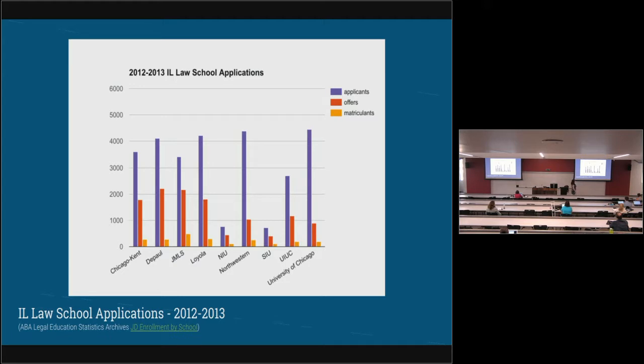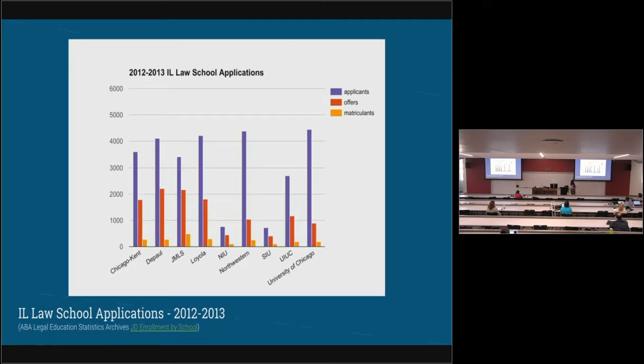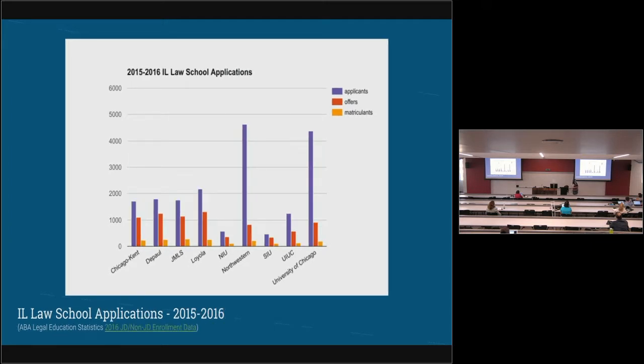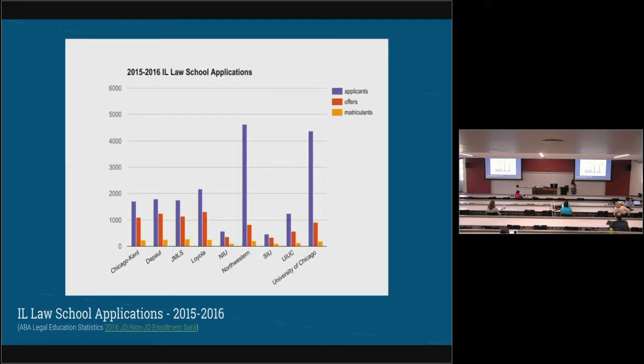Anybody else from a law school in Chicago here? If you're from Northwestern, this won't affect you, or University of Chicago, but here's the lovely stats about applications from 2012, 2013 to 2015, 2016, which I think most people around here, if you're not from a top 10 school, have experienced that exact drop, so you understand, like, yeah, that looks like what happened.